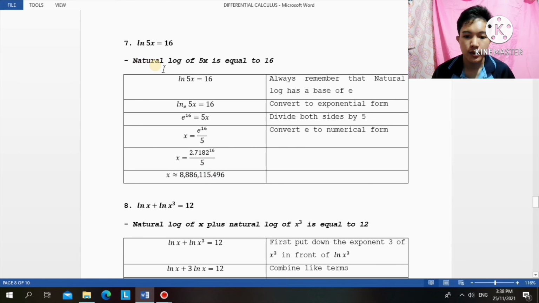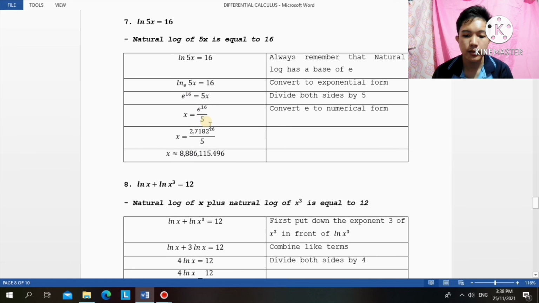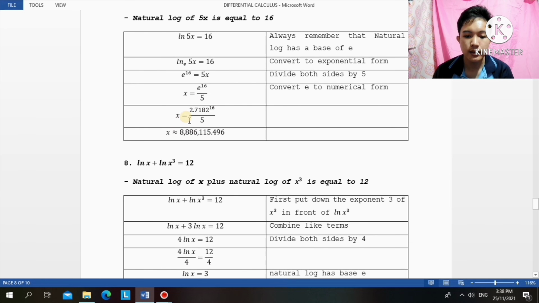So number 7, natural log of 5x is equal to 16. Always remember the natural log has a base of e. So our equation will be natural log base e of 5x is equal to 16. Convert to exponential form. So e raised to 16 is equal to 5x. Then divide both sides by 5. So x is equal to e raised to 16 over 5. Convert e to numerical form. So e is approximately 2.7182. So x is equal to 2.7182 raised to 16 over 5.